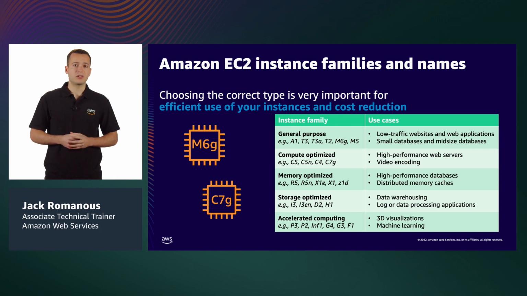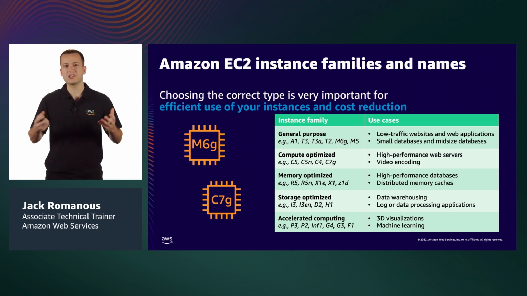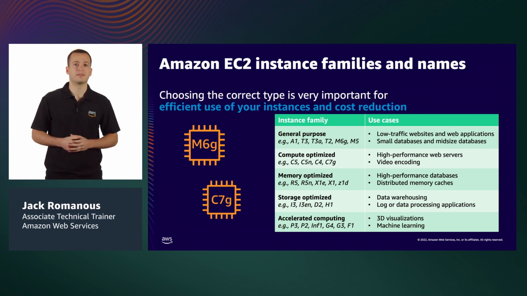Want to reduce the overall cost of your workload? Choose a general purpose instance. Need more compute grunt to help process application requests or batch processes quickly? Choose a compute optimized instance. Need more memory to help speed up your database? Choose a memory optimized instance. What if you're interested in machine learning or 3D modeling? Choose an accelerated computing instance.